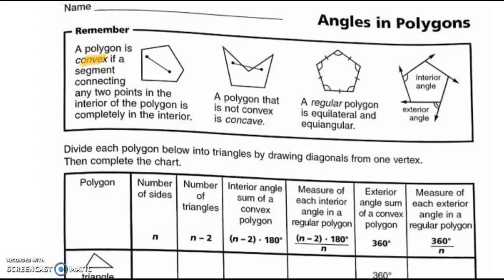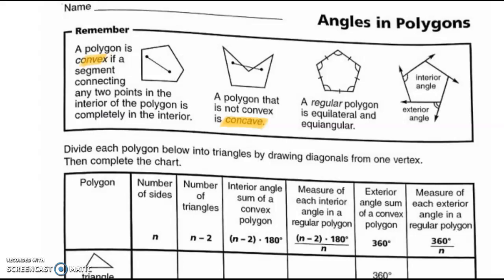Okay, so then a polygon that is not convex is concave. What that means is if I have the endpoints inside the polygon and my segment piece falls outside of the polygon, then that means it's concave. So right there, that piece falls outside. That means it's concave. You can kind of think of it as caving in.